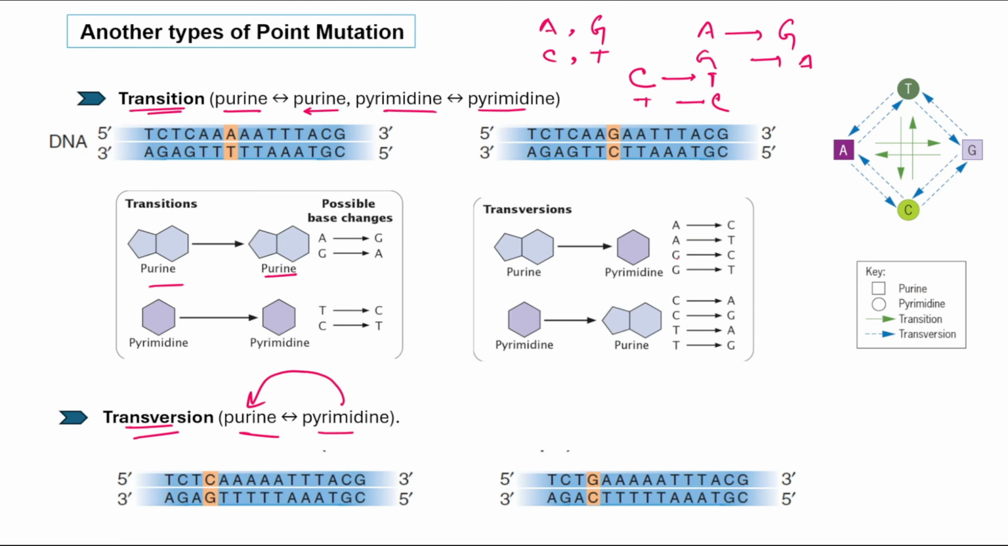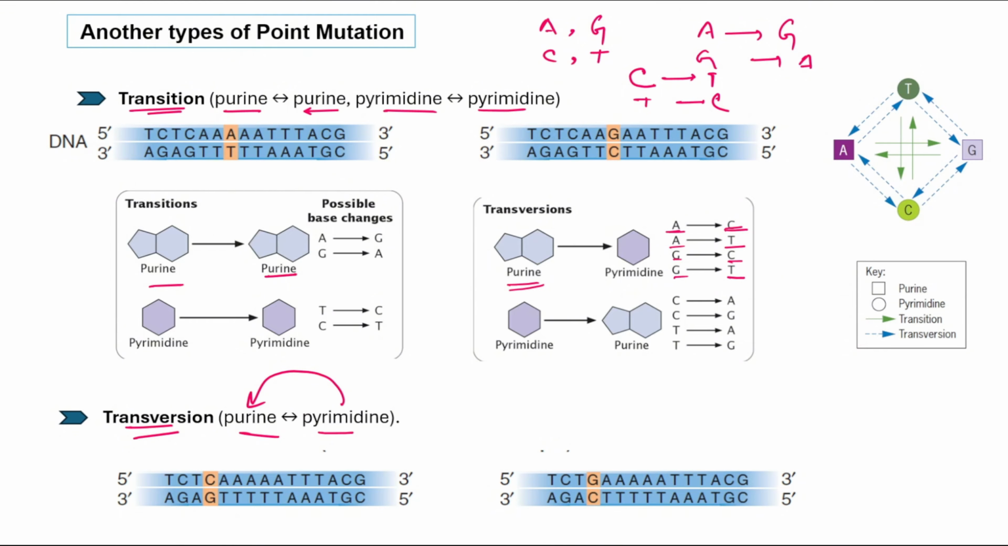So here adenine and guanine are purines, and cytosine and thymine are pyrimidines. So adenine is a purine that is replaced by cytosine, a pyrimidine, adenine to thymine, guanine to cytosine, and guanine to thymine. This transversion can cause significant change in the genetic code, and this process is not as common because their chemical structure is not the same. So these are all the various types of point mutation.